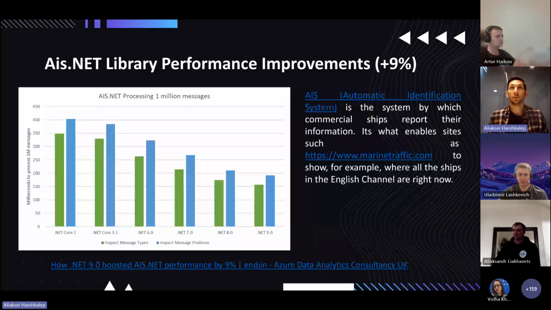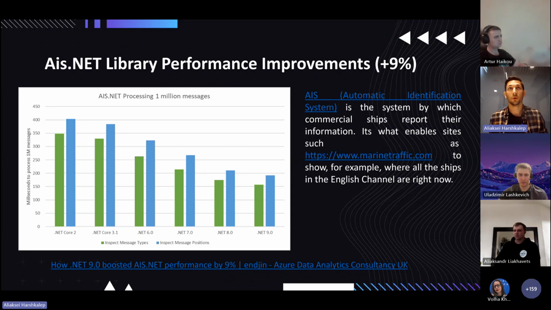And one more example regarding performance. This time it's not from Microsoft, it's from the community. There is a library called ace.net. ACE is a special protocol used for exchanging information about ships' locations, and ace.net is a library that deals with this ACE protocol.